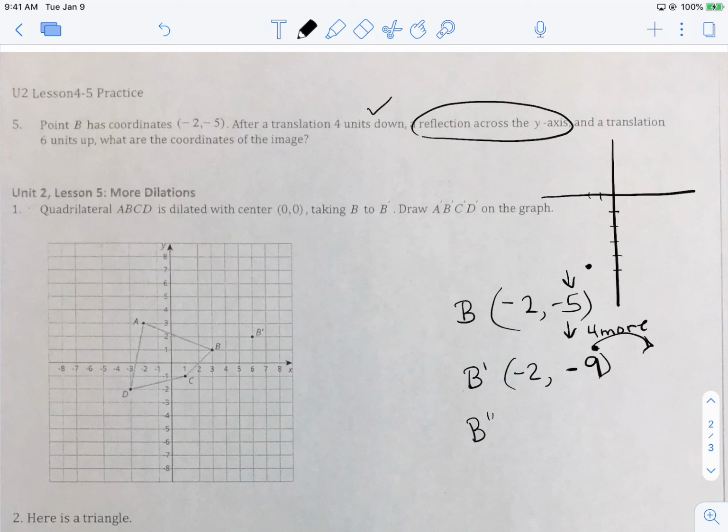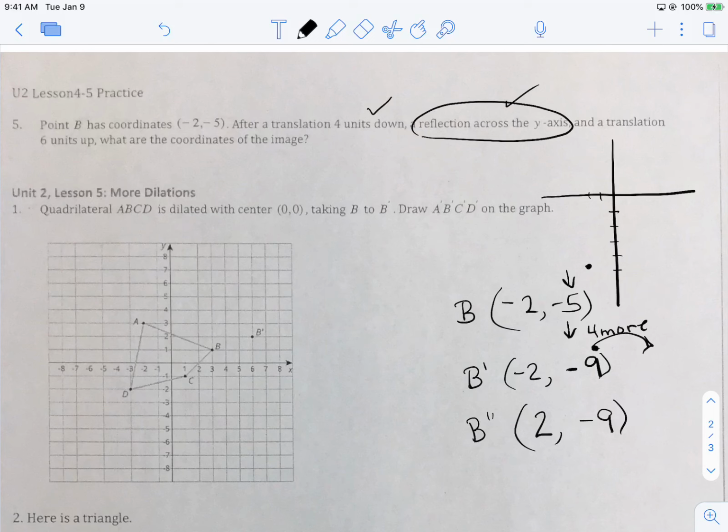Well, when we go across the y-axis, we got to remember that the -9, the y is the boss, he gets to stay the same, and then the x value has to change to the opposite, so it's going to change to 2. Now, we've taken care of that.